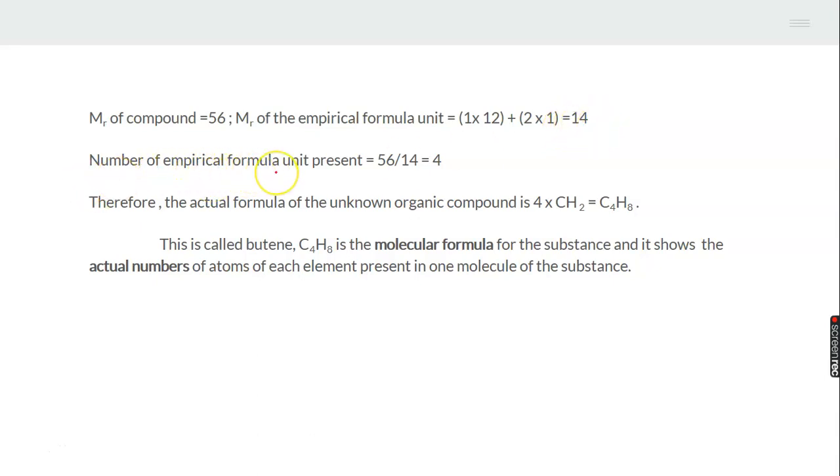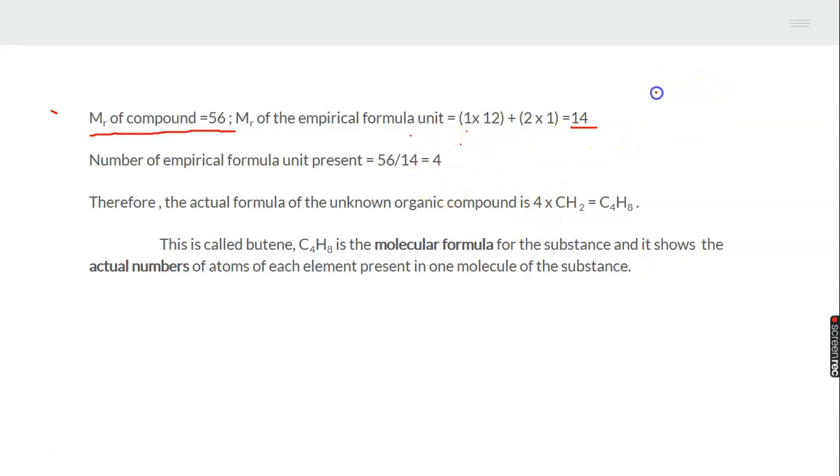So the number of empirical formula units present will now be what? Don't forget, that's the relative formula mass of the compound, which is given to be 56, divided by the relative molecular mass of the empirical unit, which is 14. 56 divided by 14 will give you 4. Therefore, the actual formula for the unknown compound is 4 times this.